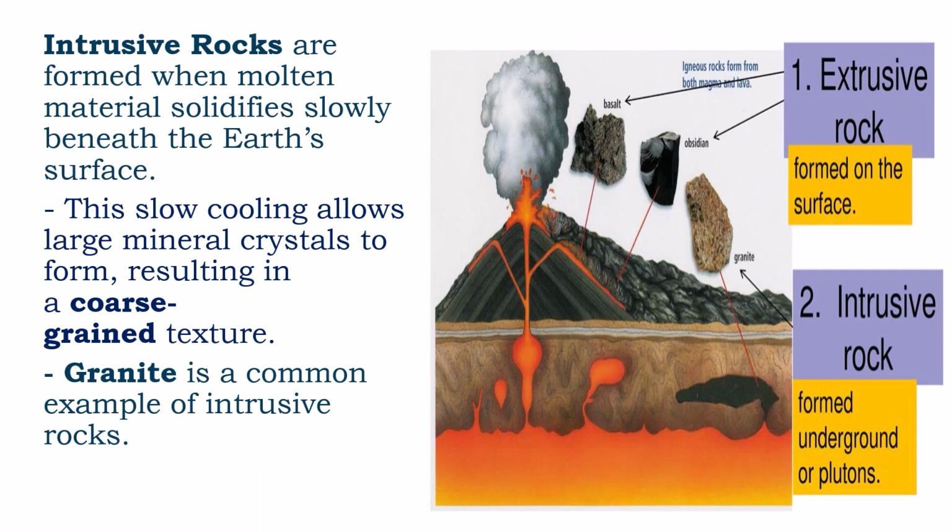Intrusive rocks are formed when molten material solidifies slowly beneath the Earth's surface. This slow cooling allows large mineral crystals to form, resulting in a coarse grain texture. Granite is a common example of intrusive rock.